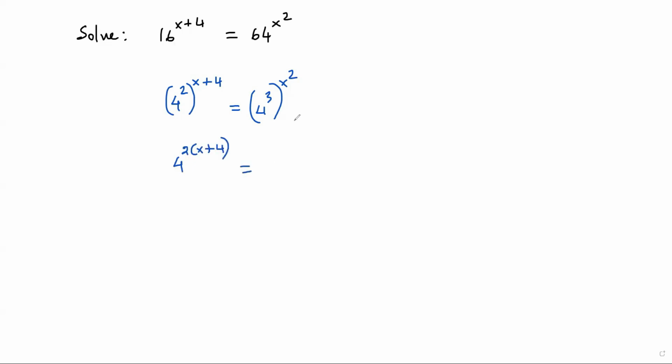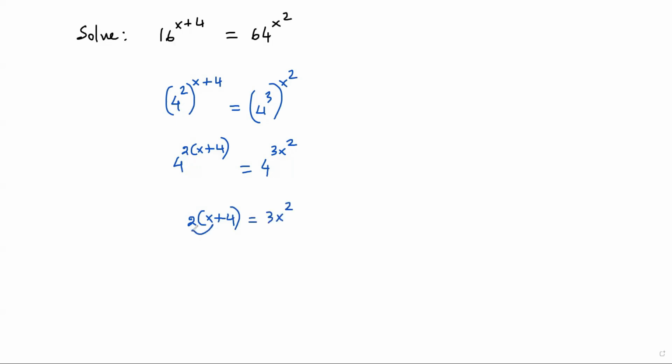On the right side, I'm going to do the same thing. We have to use the power of a power rule, and I can multiply these two exponents, so 4 to the power 3x². Here I got the same base on the left side and right side. So these two are equal. Whenever two powers are equal with the same base, we can equate the exponents. So I'm getting 2 times (x + 4) equals 3x².